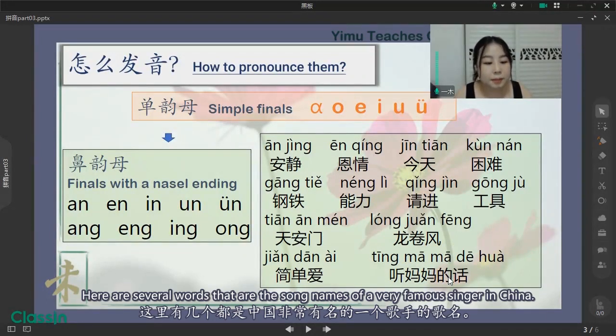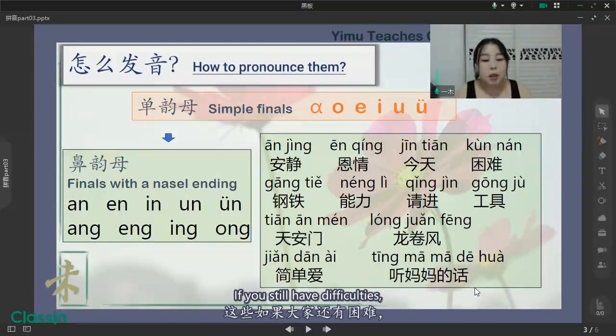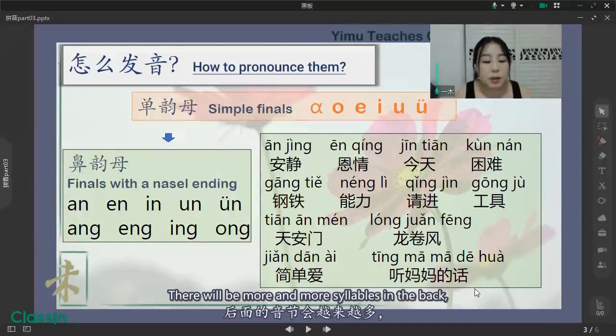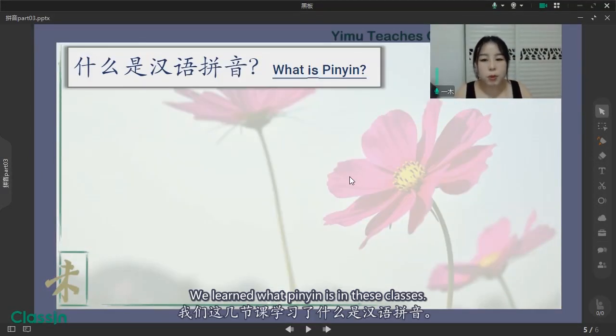that are the names of songs by a very famous singer in China. If you are interested later, please listen to more Chinese songs. If you still have difficulties, please practice more. Because as we learn more, there will be more and more syllables in the back, so we should pay attention to them. We learn the word pinyin in these classes.